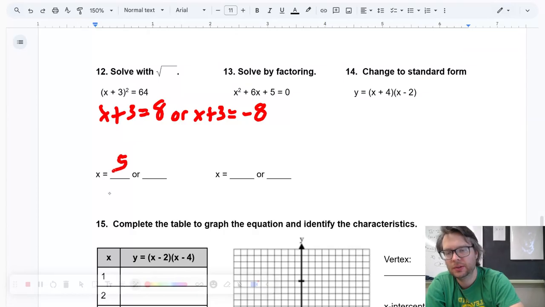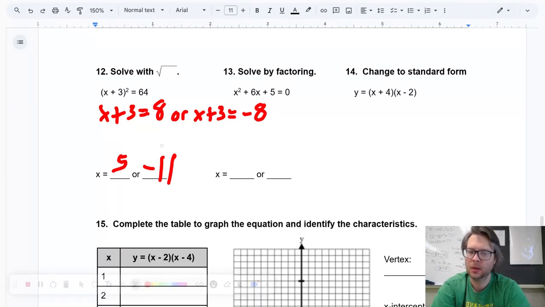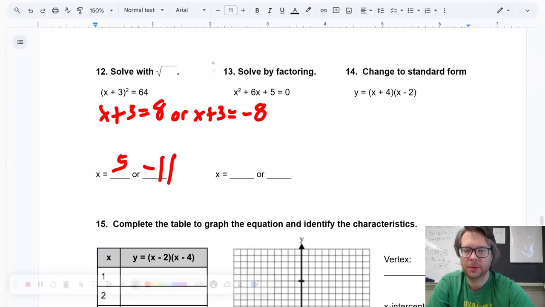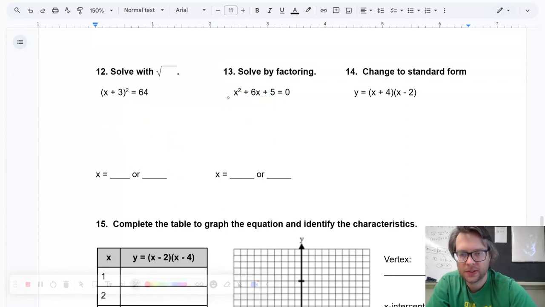Subtracting 3 from 8 gives you 5. Subtracting 3 from negative 8 gives you negative 11. And that's it for number 12. For number 13, it says solve by factoring. So that was a bad line. It says solve by factoring.